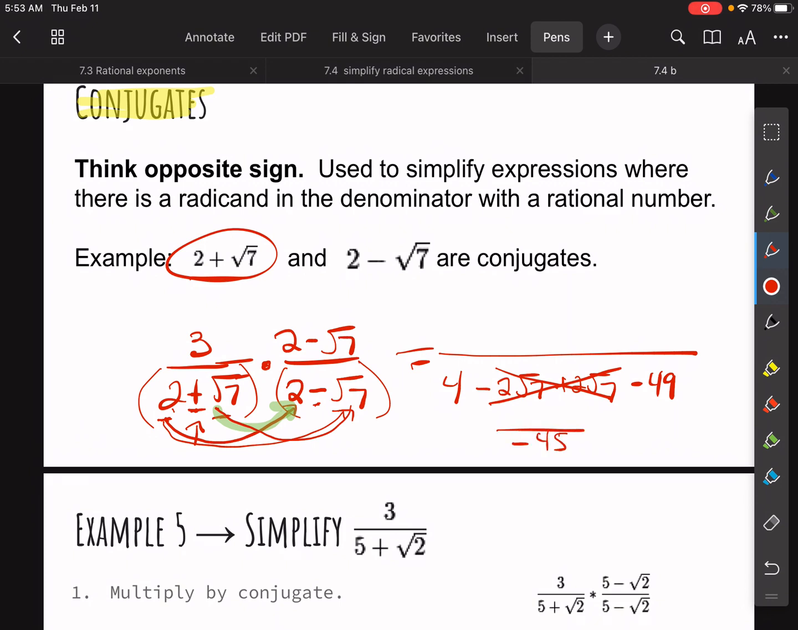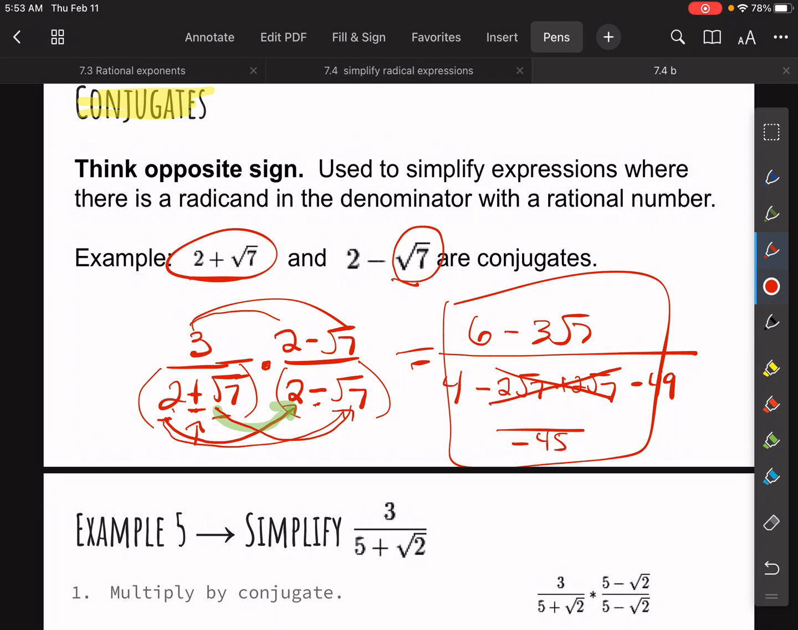And in the top, we can keep the radical sign in the top. Okay, so 3 times 2 is 6. 3 times negative 7 is negative 3 root 7. All right, and then I could simplify that a little further because I think I could probably take a 3 out of each piece. But I just wanted to show you that example of how conjugates work.